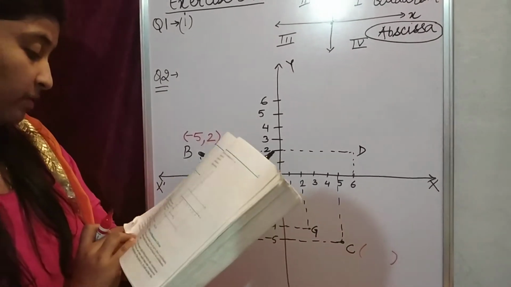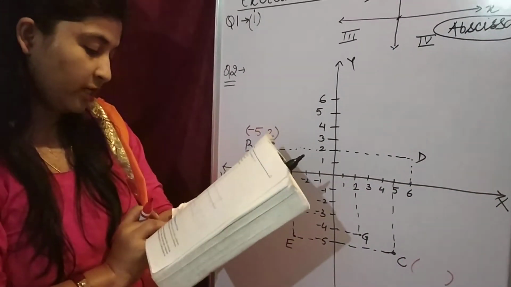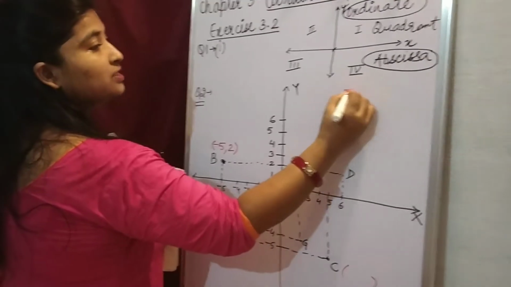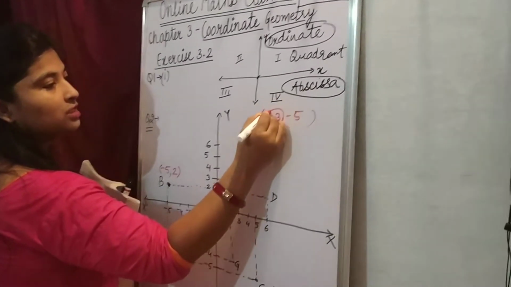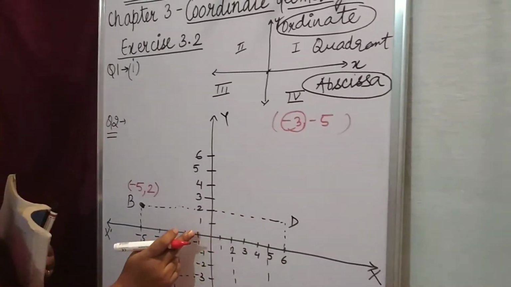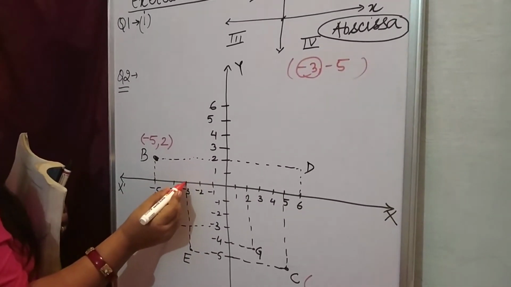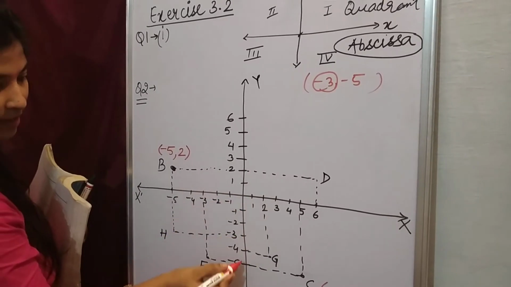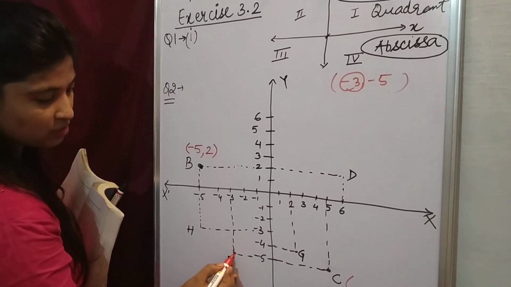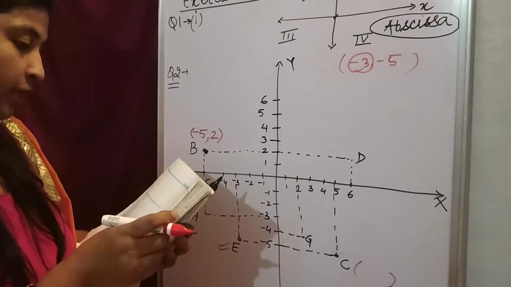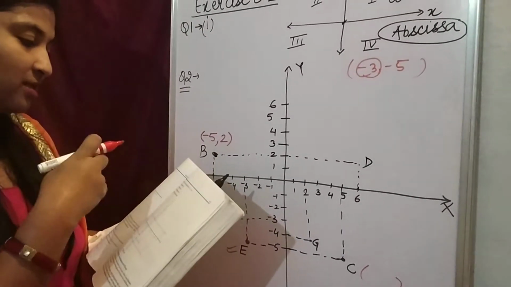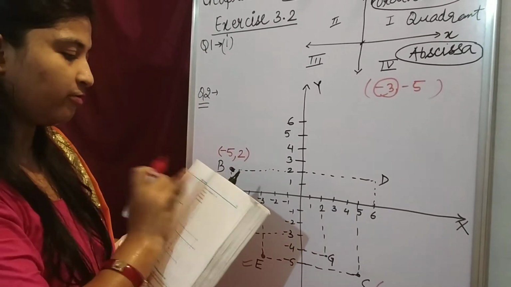Now third part, the point identified by the coordinate (-3, -5). First, -3 is for the x-axis. So find on the x-axis where is -3. Here it is -3. On the y-axis where is -5? This is it. So can you see that this is your point E? Yes, this is your point E. Now the fourth is the same as the third, so you will do that yourself, fourth part.